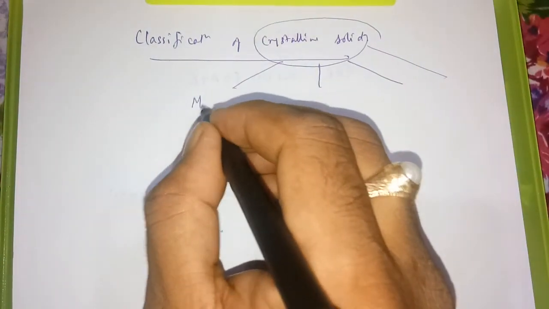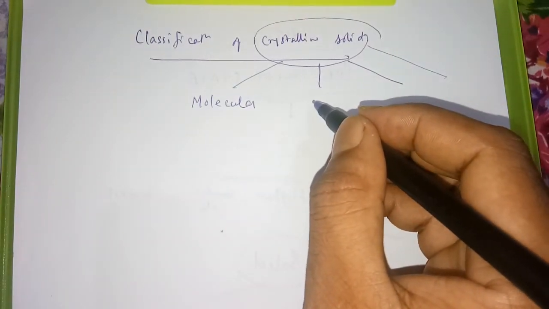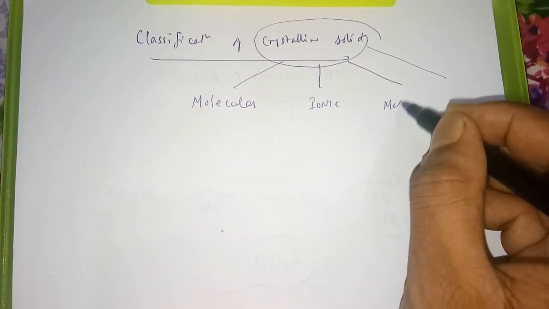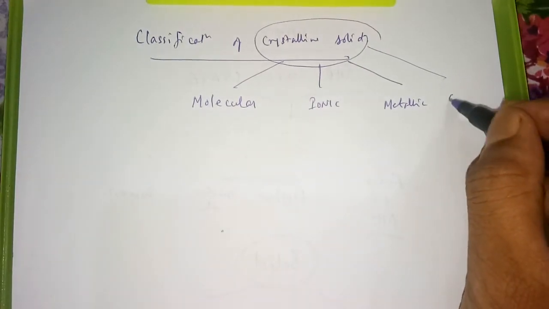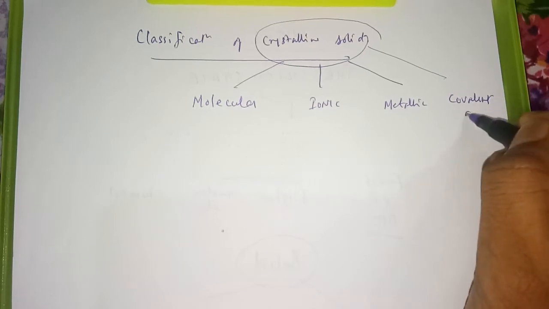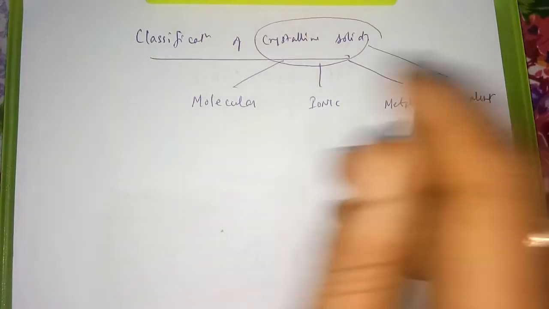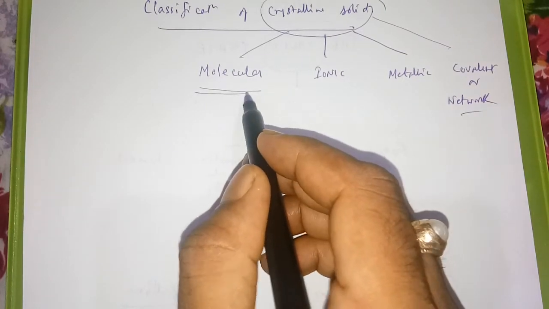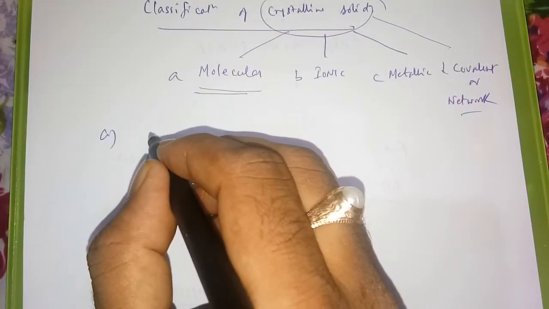One is molecular crystalline solids, ionic solids, metallic solids, covalent or network solids. Now, this molecular solid is subdivided into some parts. So this is A, B, C, D. So we have two molecular solids.